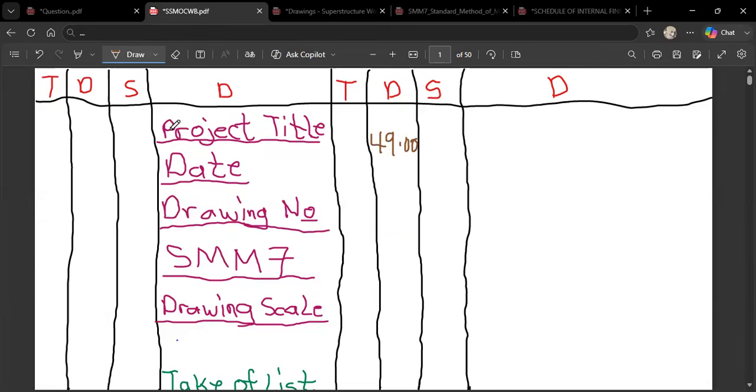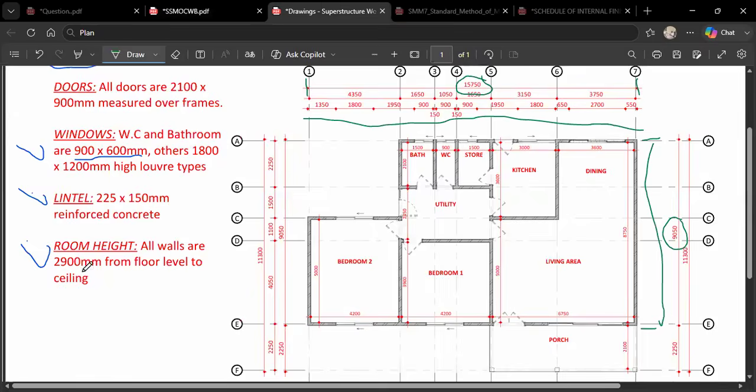And so the overall length of the building is this one that you are seeing over here. The room height. See the room height. The room height was 2,900, divided by 1,000 to get 2.90.